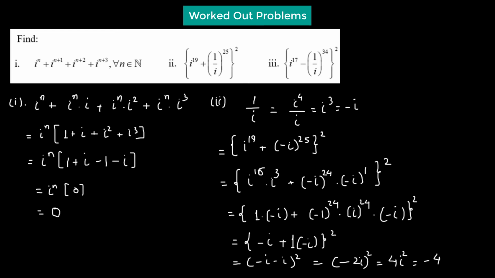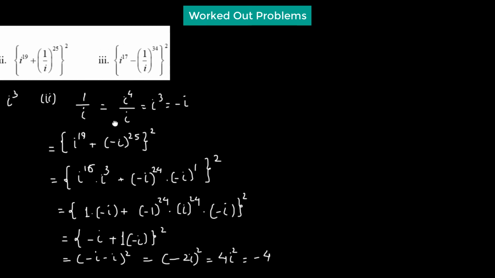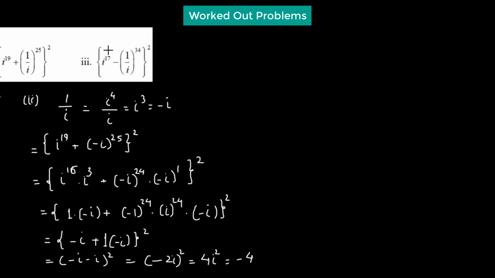Now let's do the third one. We have i^17 minus 1 over i^34. For question number 3, we have i^17 minus 1 over i. So we know that 1 over i is simply -i, raised to the power of 34, whole squared. So this is the simplified form.